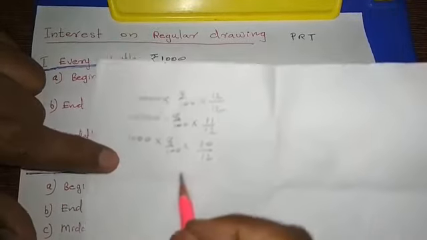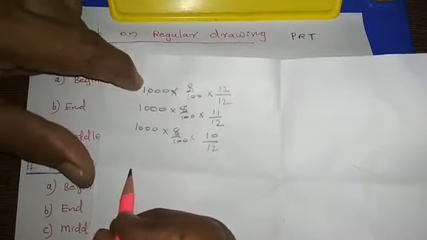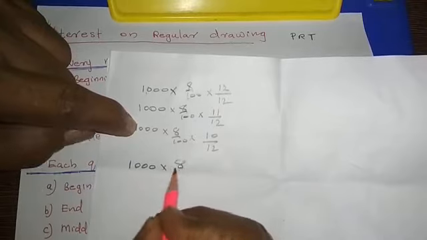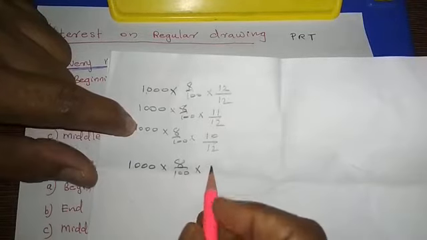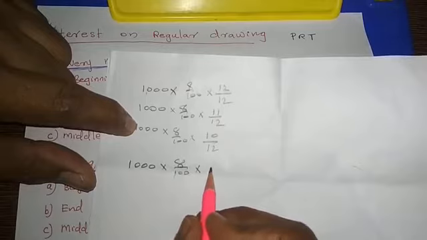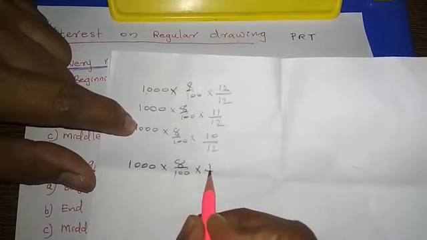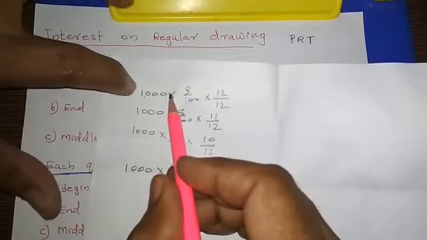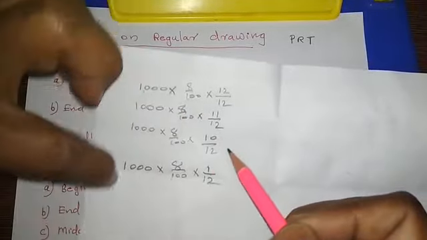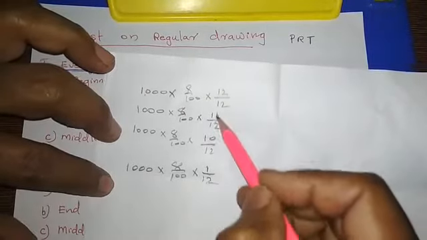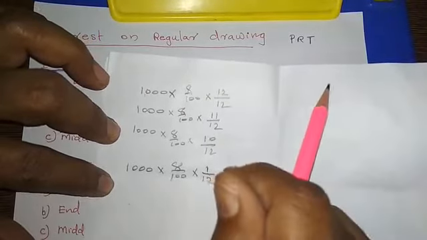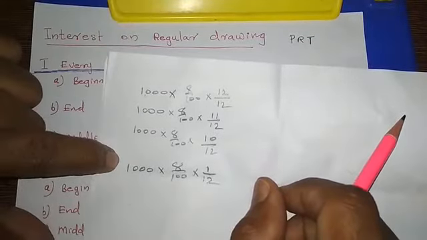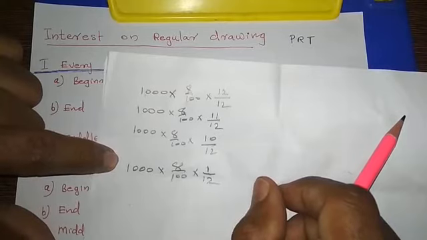I took only 3 drawings here. Now the last drawing: 1000 into 8 upon 100 into, since the last drawing is made at the beginning of the last month, the remaining time will be 1 upon 12. This way, if you calculate, we need to do it 12 times, taking the calculation and only changing the time. This also will give you the correct answer, but now I think you understood that it will take too much time, and in the examination we do not get that much time.